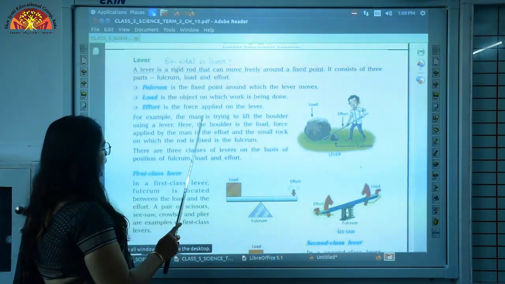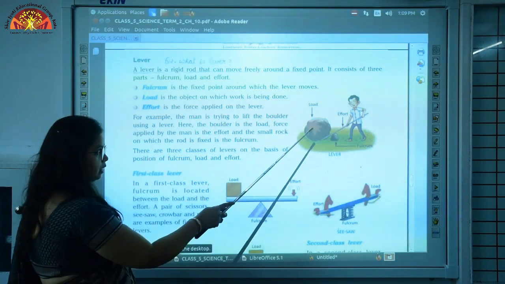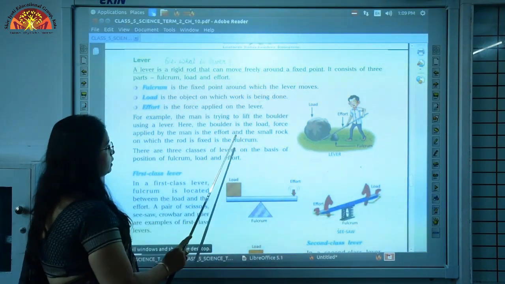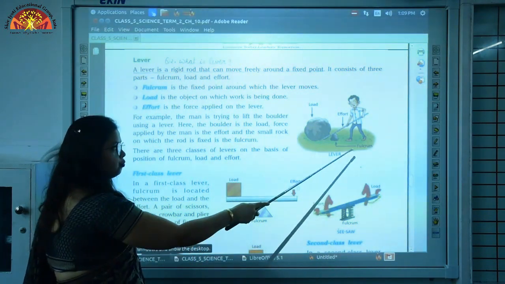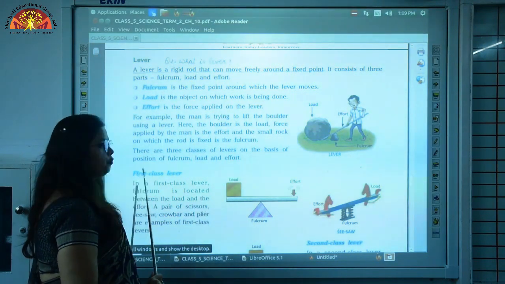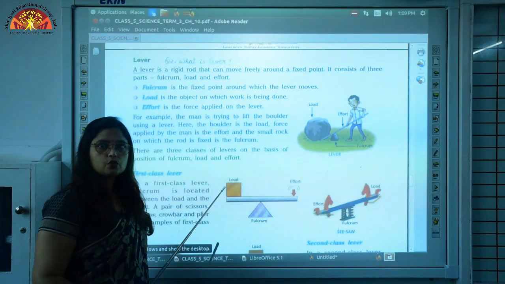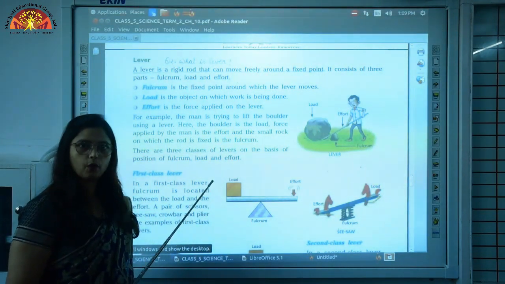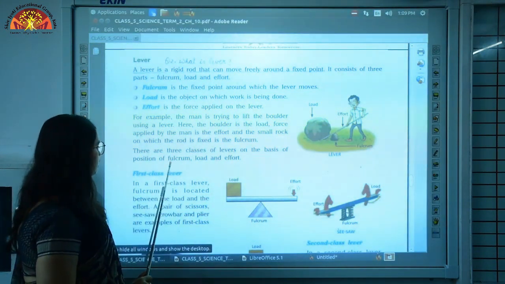For example, the man is trying to lift the boulder using a lever. Here the boulder is the load. Force applied by the man is the effort, and the small rock on which the rod is fixed is the fulcrum. So there are three classes of levers on the basis of position of fulcrum, load and effort. So now we will study each of these three types of lever using some small demonstrations. Okay. So let us come to first class lever.